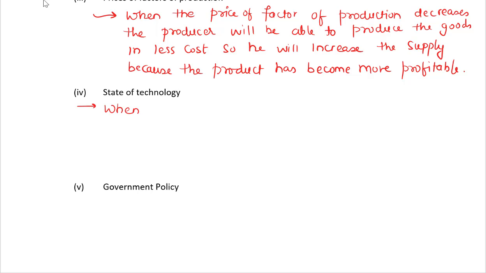So students, in case of technology, what happens when there is a positive change in the technology? The producer will be able to produce the same quality and same quantity of goods or products in lesser cost. So that lesser cost will allow him to produce more and supply more in the society, so that he will be able to have or enjoy more production, more profits.